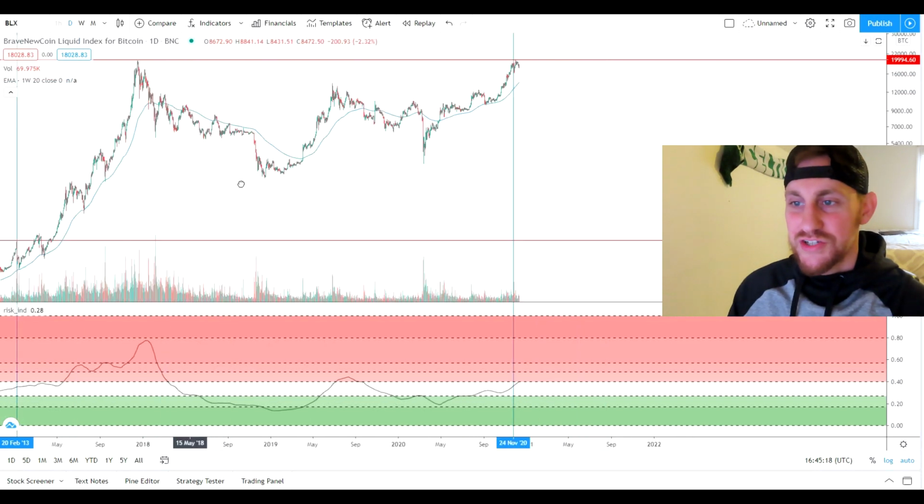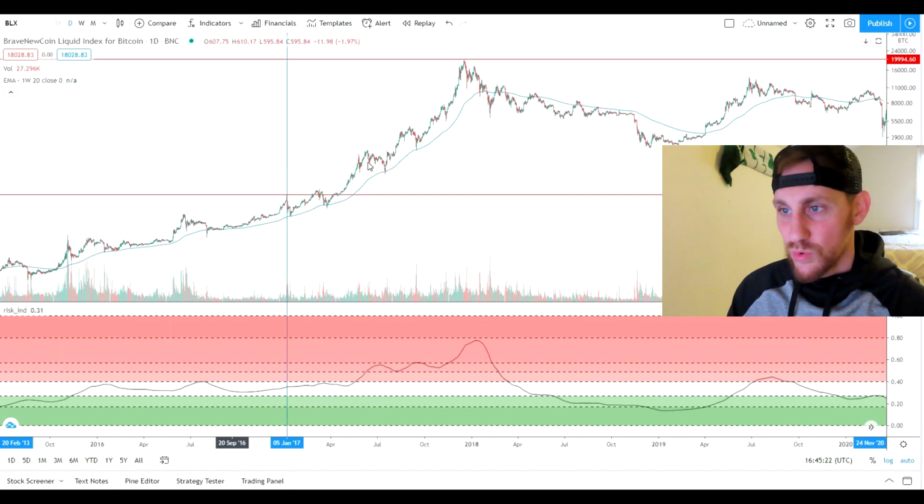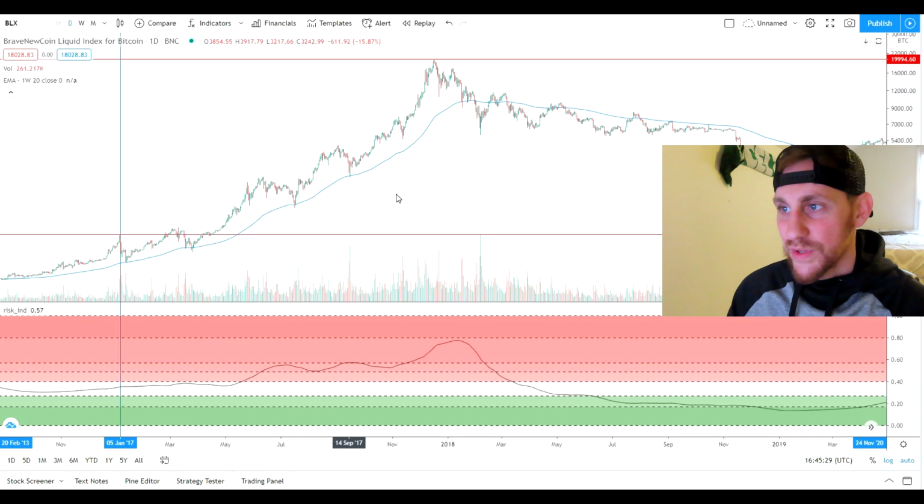Just the 20-week moving average is so important in the bull market. You guys can see back here. I mean, look at the support that we had on that thing last time. But you guys can see we had a few wicks below it, right? But never a weekly close below it.